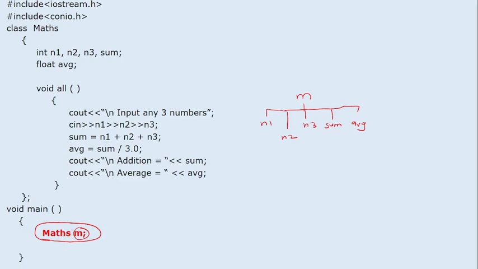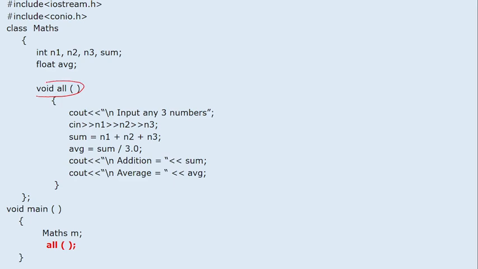Now if we want to read value for n1, n2, n3, sum and average, then the member function is already present. This is the member function which already exists. So if we execute this function all, we can read value for n1, n2, n3, we can calculate sum and average, and we can display sum and average. Okay, this is if we consider C programming.